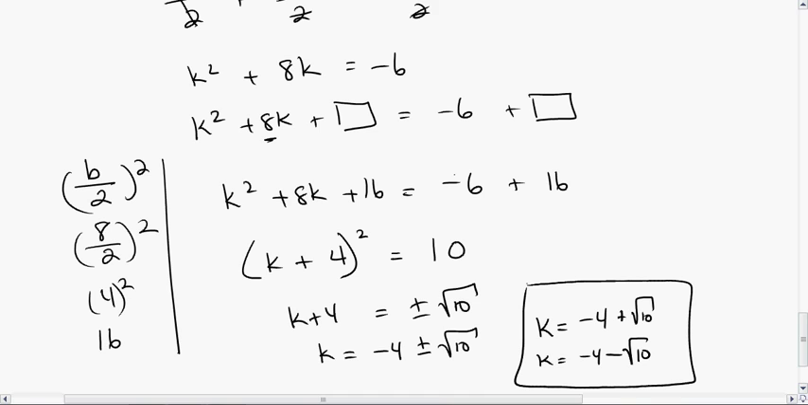Tune in to the next video and we'll complete the square and take a look at what happens when you get some fractions.